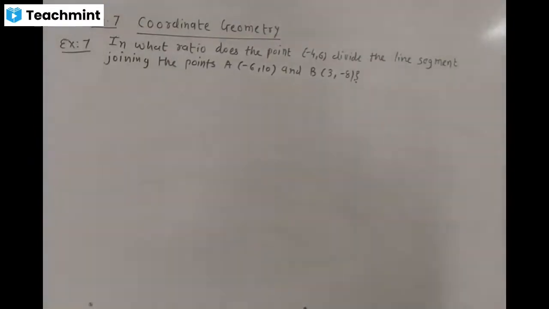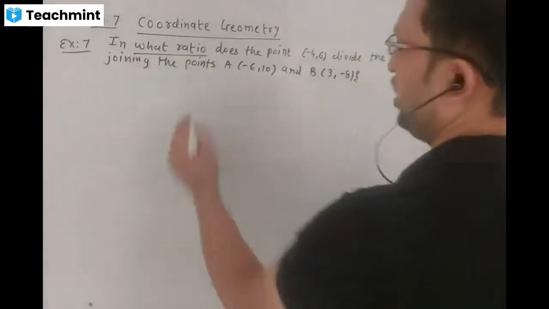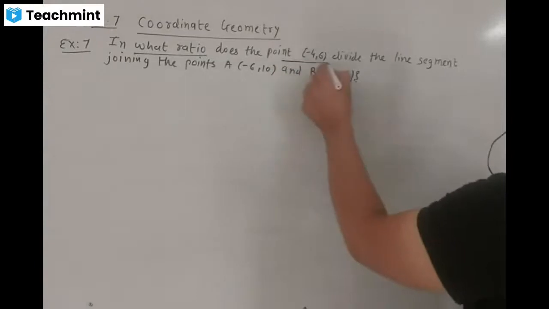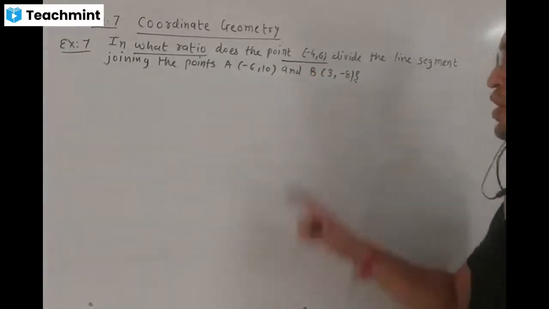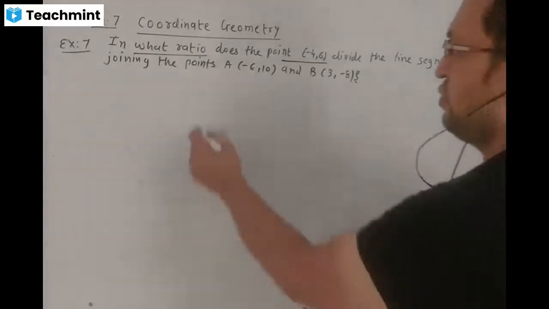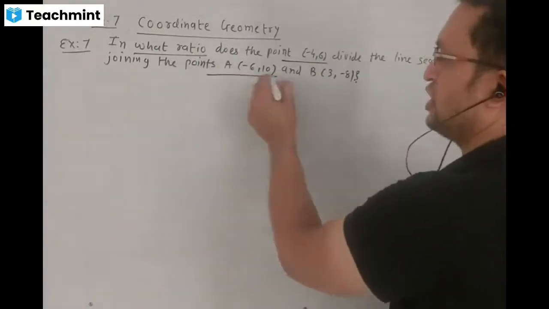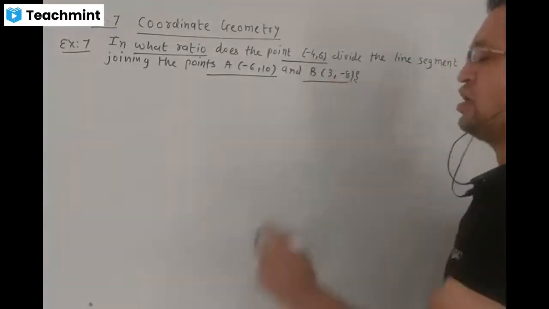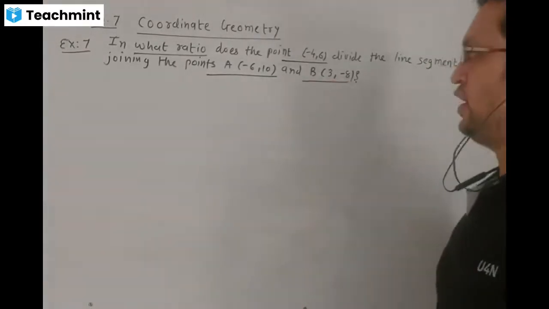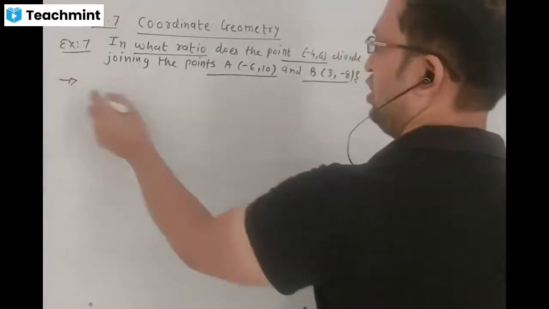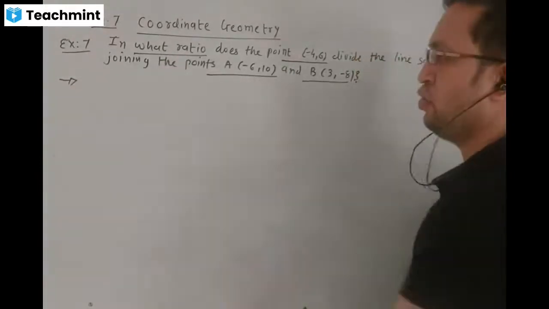Example number 7. In what ratio, means find m1 is to m2, does the point P(-4, 6) divide the line segment joining the points A(x1, y1) = (-6, 10) and B(x2, y2) = (3, -8)? Here we find the ratio m1 to m2.